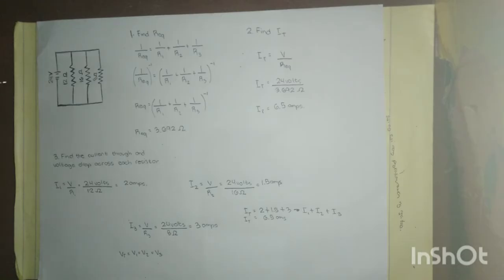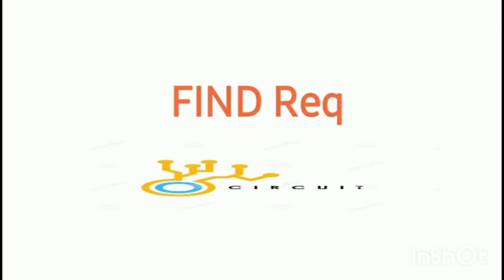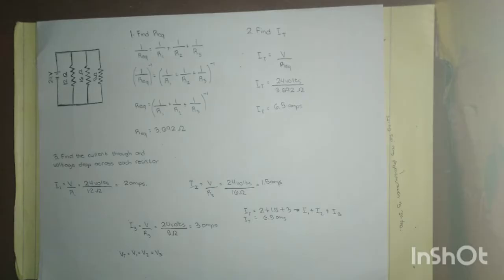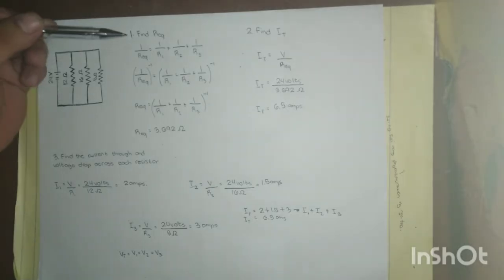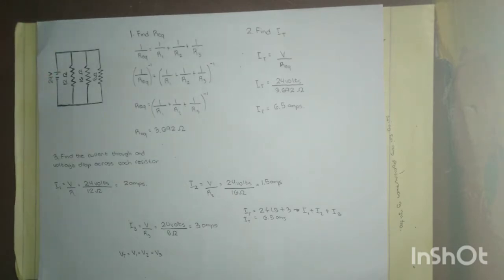So problem number 2. A 24 volt battery is connected to a parallel circuit which has resistors of 12 ohms, 16 ohms, and 8 ohms. Number 1, find the equivalent resistance. To find the equivalent resistance, we need the following formula.